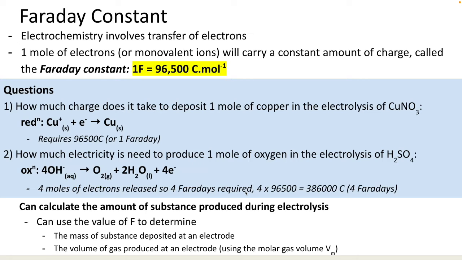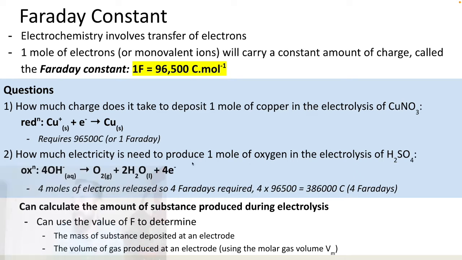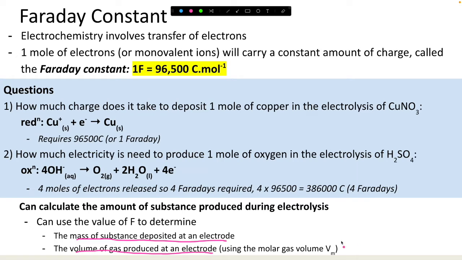So what have we got here? We can calculate the amount of substance that is produced during electrolysis. So if you want to generate a certain amount of substance, you can do some calculations to work out how much charge you need to apply to this system. So we can use the value of F, Faraday's constant, to determine the mass of substance deposited at an electrode, or conversely, the volume of gas produced at an electrode, using the idea of the molar gas volume, the fact that 1 mole of gas will have a given volume at a certain temperature and pressure.